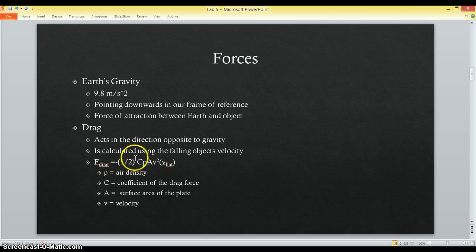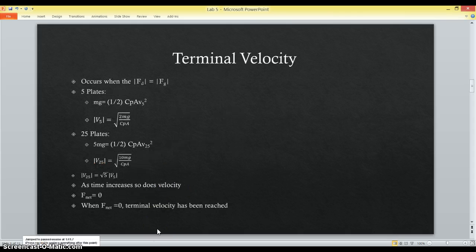It's calculated using the falling object's velocity, with the force of drag equaling negative 1/2 C rho A v squared times v hat, where rho is equal to the density of air, C is equal to the coefficient of the drag force, A is equal to the surface area of the plate, and v is equal to velocity. As far as terminal velocity goes, it occurs when the magnitude of the force of drag is equal to the magnitude of the force of gravity.